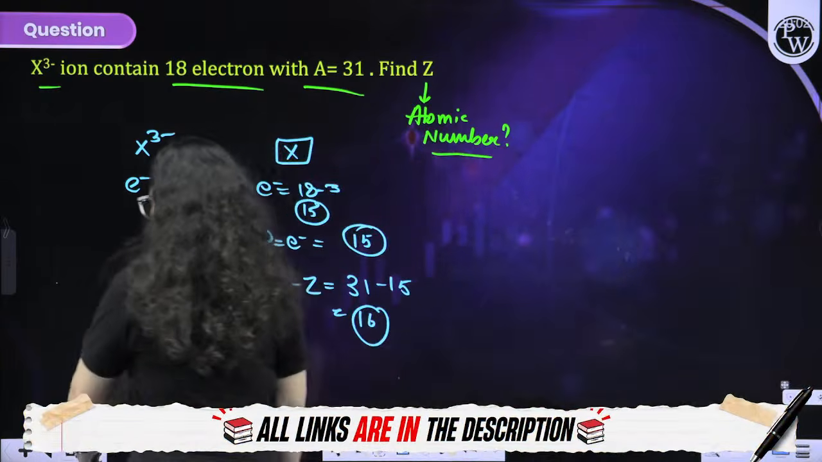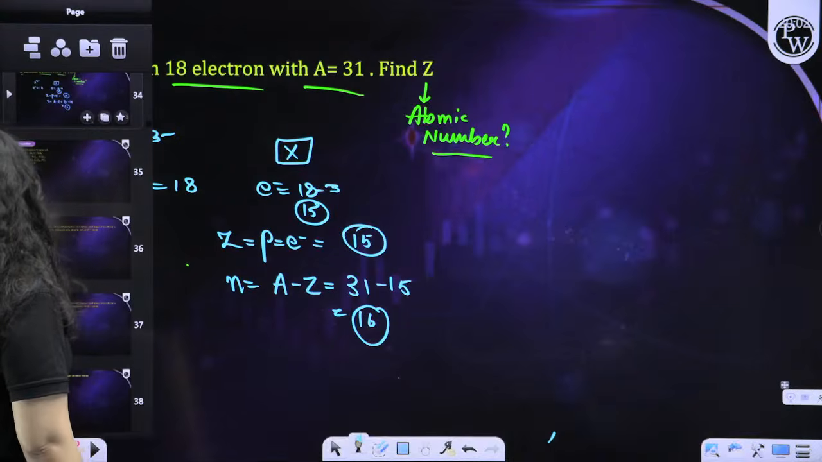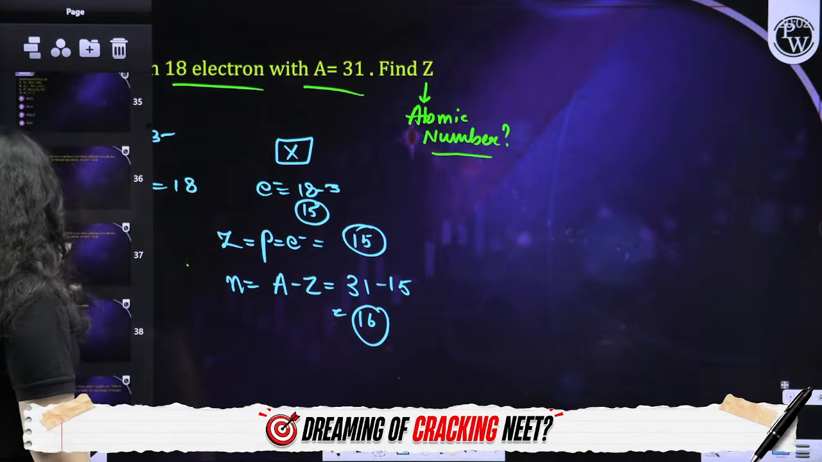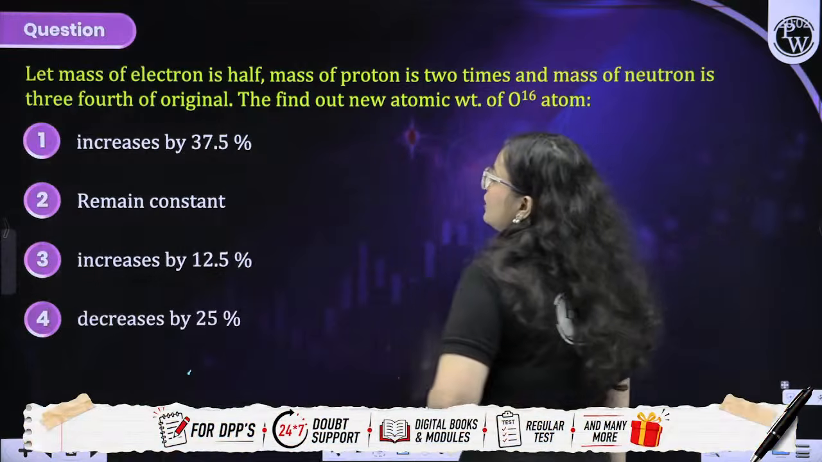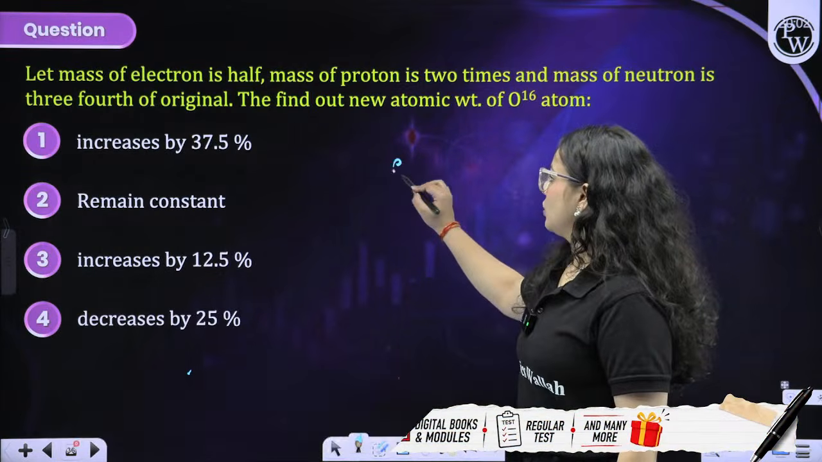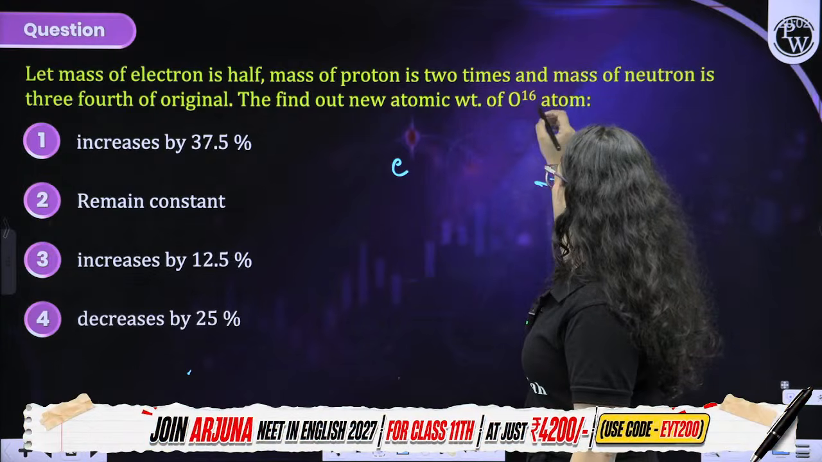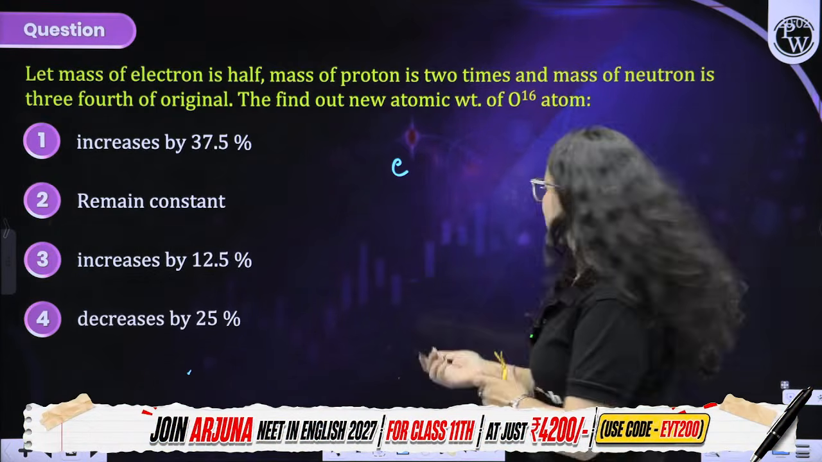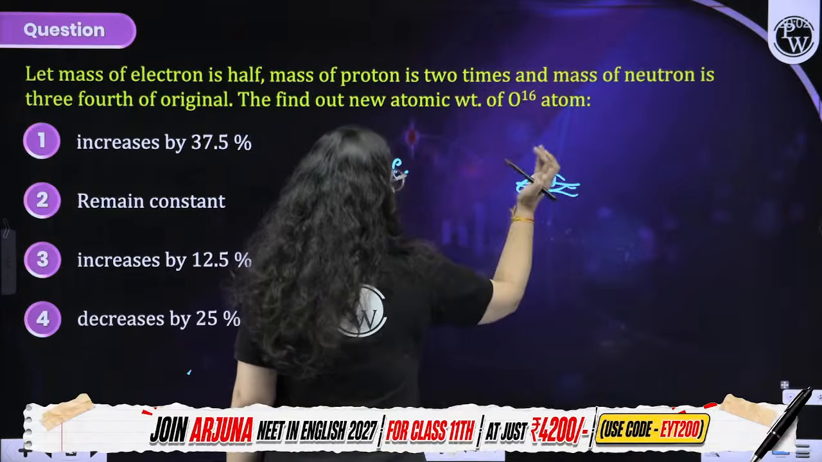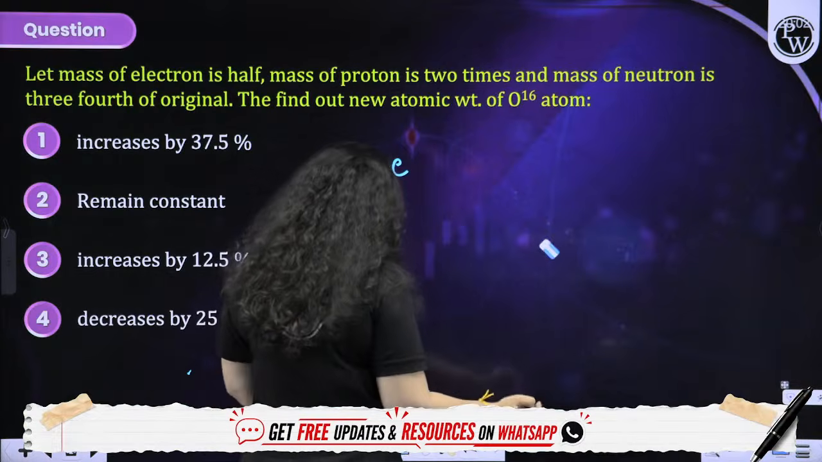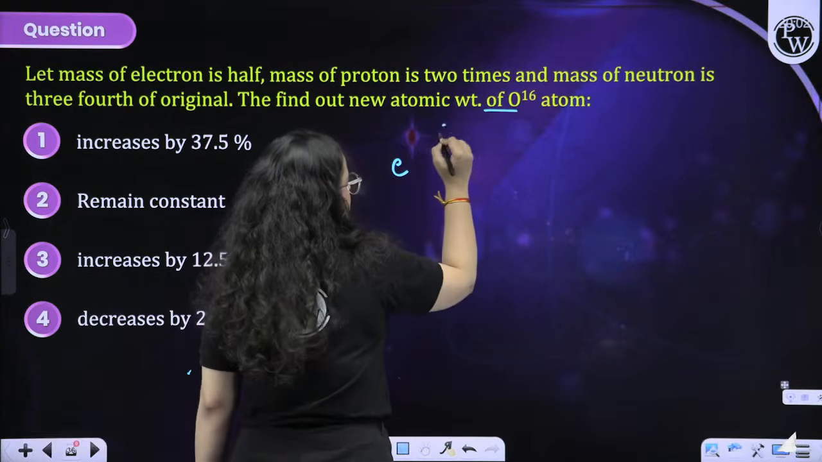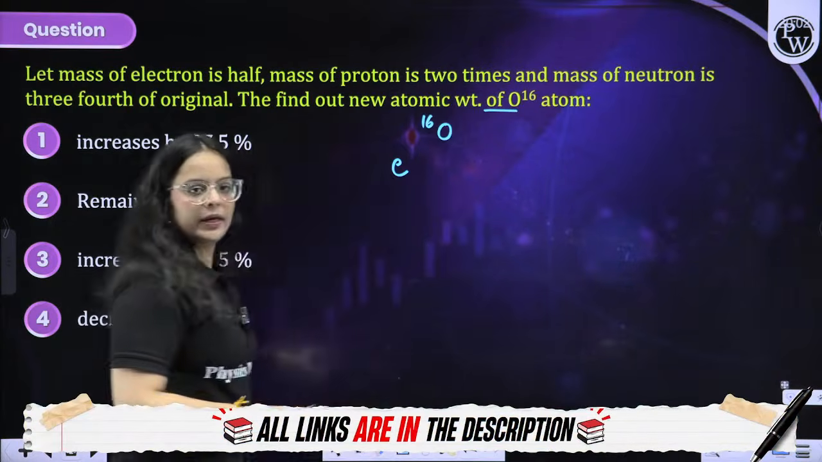Okay, fine. This is another type of question, another variety of question. The mass of electron is half, whatever the mass of electron, okay. The species given to you is oxygen 16. See, this type of question is again a very good question. Let us discuss the question. See, we do have a species oxygen 16, right?